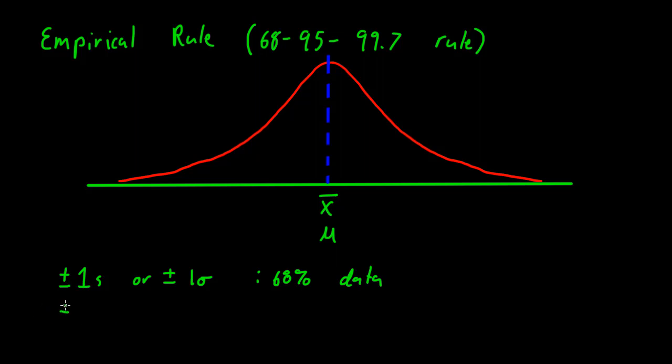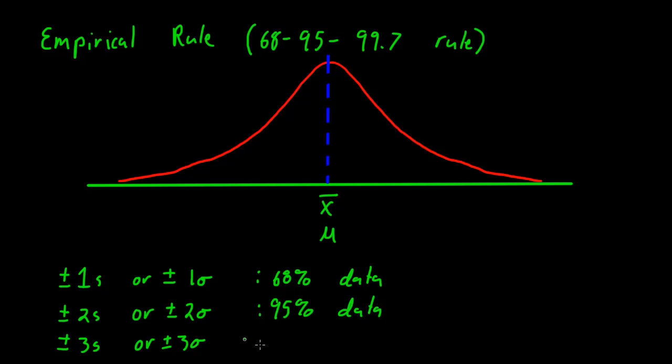If we have plus or minus 2 standard deviations, so plus or minus 2s, or plus or minus 2 sigma, we have 95% of our data. And finally, if we have plus or minus 3s, or plus or minus 3 sigma, we have 99.7% of our data.